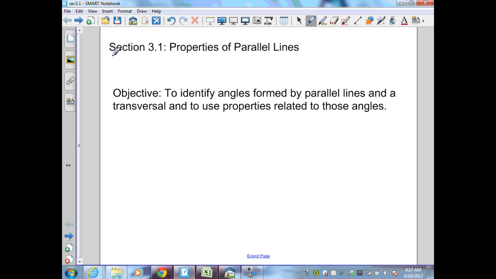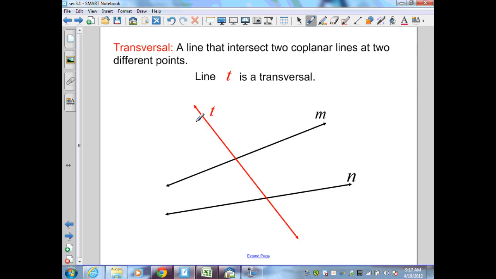Section 3.1, Properties of Parallel Lines. In the diagram, I have line T. T is a transversal. That's a line that intersects two coplanar lines at two different points. Here, T intersects line M at a distinct point and line N at a distinct point. We know the intersection of two lines creates properties of angles that we already know about.